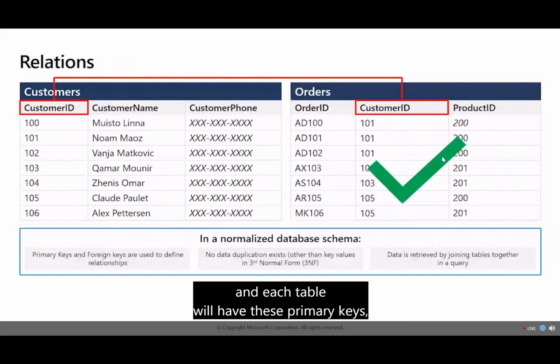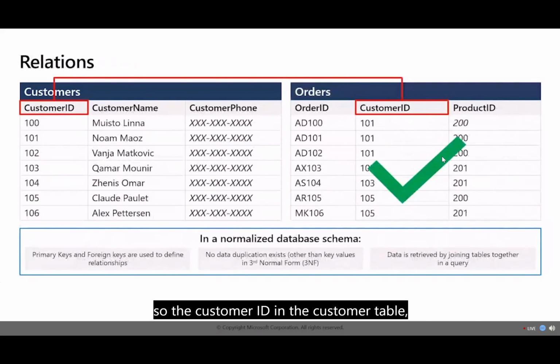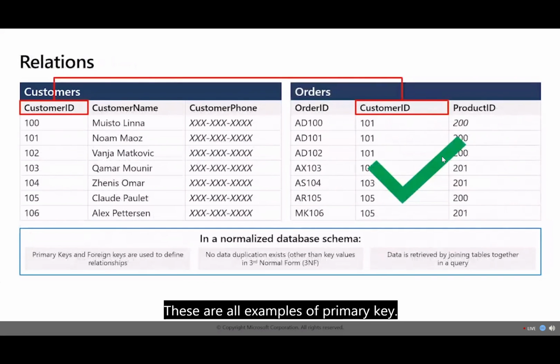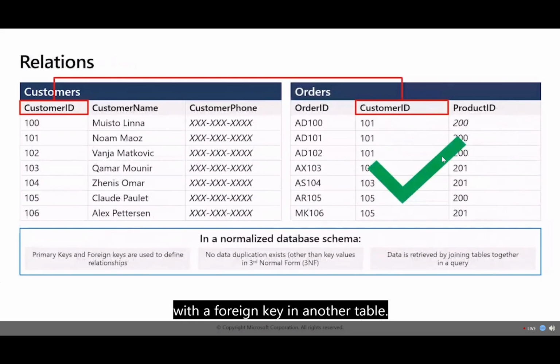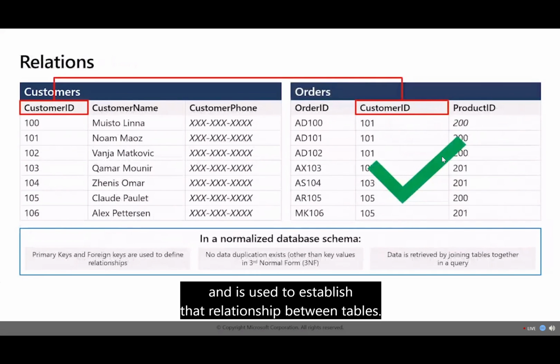And each table will have these primary keys, so the customer ID in the customer table, order ID in the order table, product ID in the product table. These are all examples of primary keys. And the primary key is then used to associate with a foreign key in another table. And so the customer ID and the product ID in the orders table are foreign keys. And this foreign key references the primary key and is used to establish that relationship between tables.